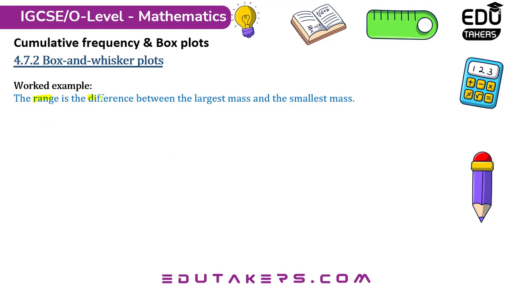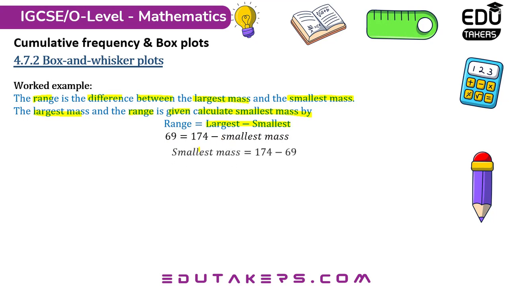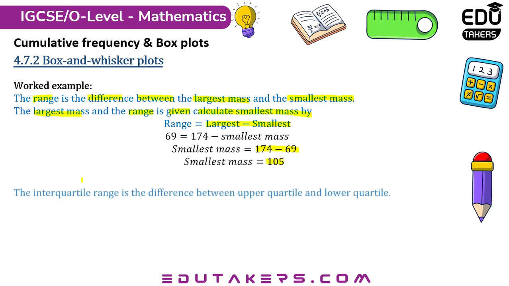The range is the difference between the largest mass and the smallest mass. The largest mass and the range are given, so calculate the smallest mass by range equals largest minus smallest. So 69 equals 174 minus smallest mass. Smallest mass equals 174 minus 69 equals 105.